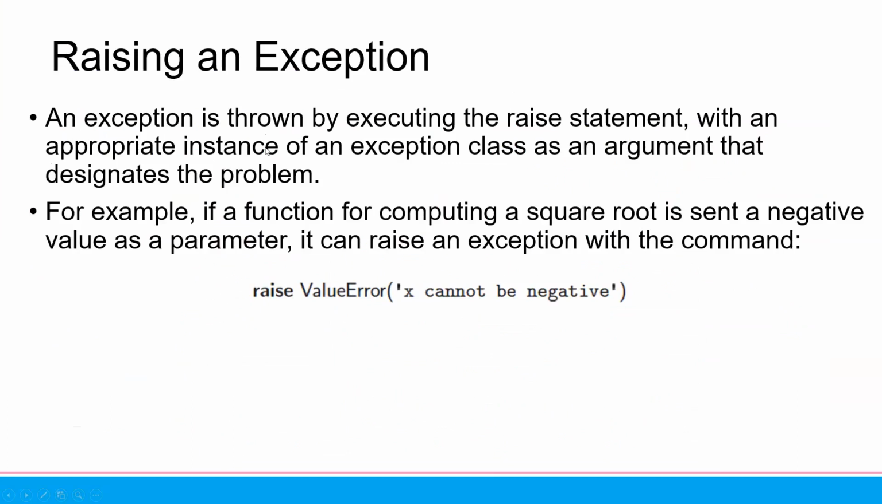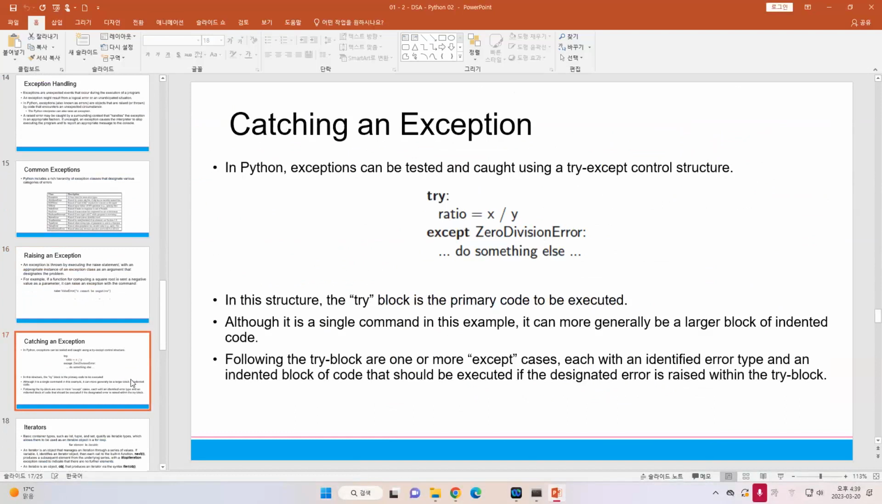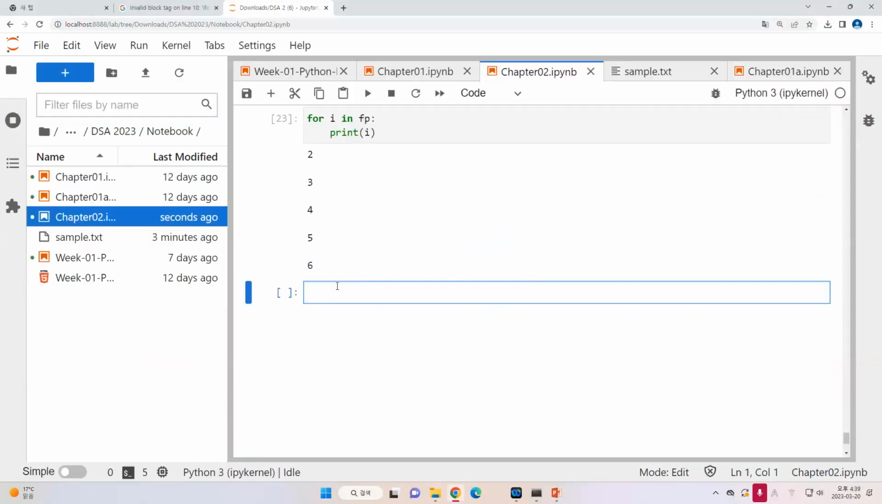So when you want to do the exceptions, you can use the raise statement. Okay. There will be a raise statement with an appropriate instance of an exception class as an argument that designates the problem. Okay, let's see. I have the information here. So if we have the exception, we can try with this try block. Okay, let me show you with examples.